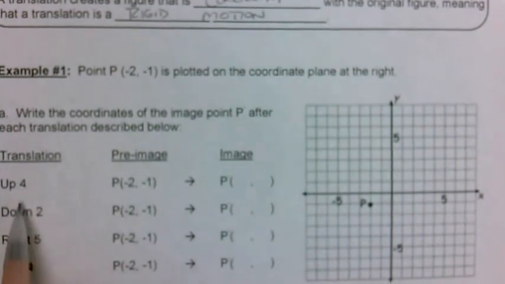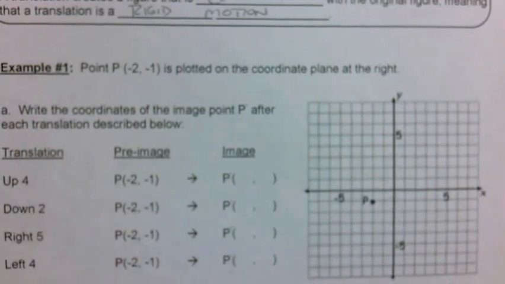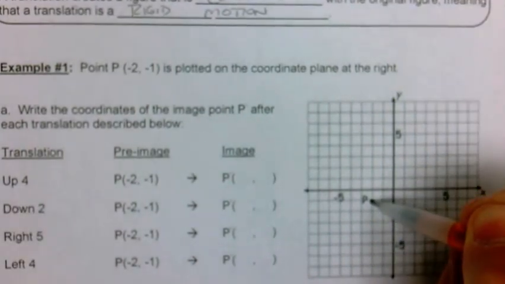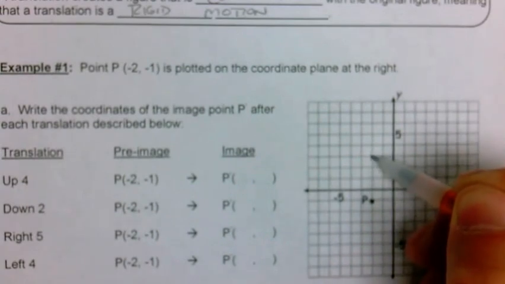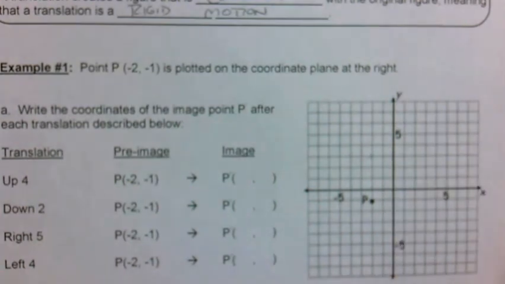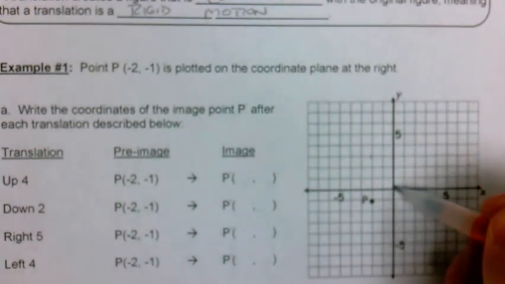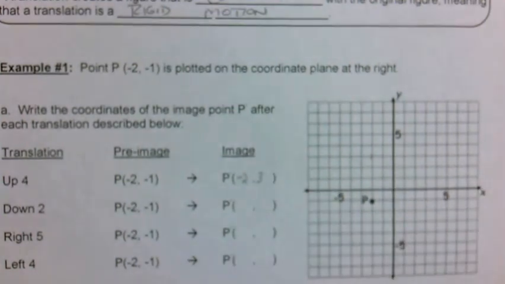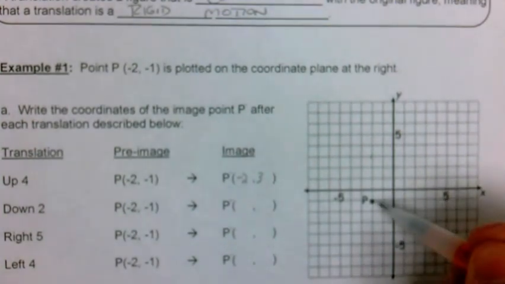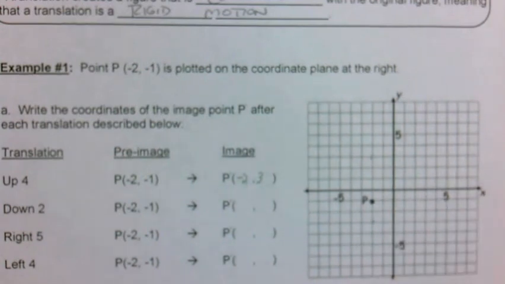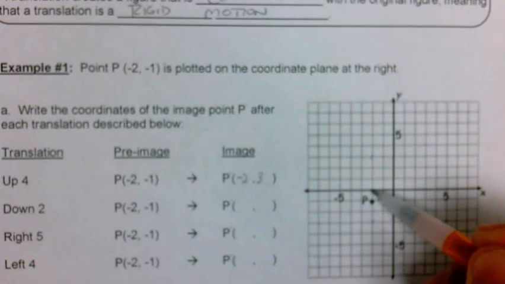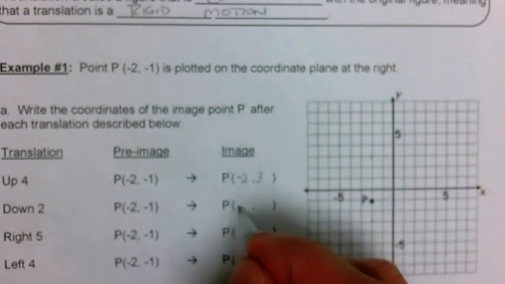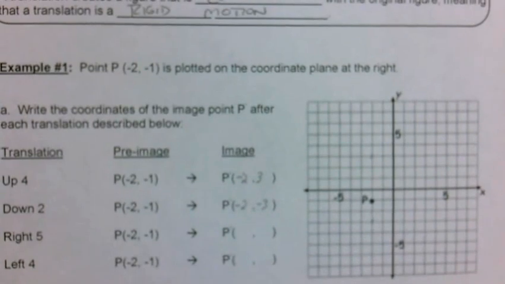The first translation that we're going to do, we're going to move it up 4 units. So here's our first point, point P, -2, -1. I'm just going to move it straight up 4 units: 1, 2, 3, 4. If that were point P prime, where would it be located? Well, this would be located at -2, 3. But what if I took point P and I moved it down 2 units? 1, 2. Where would that be located? Well, that would be located at -2, -3.